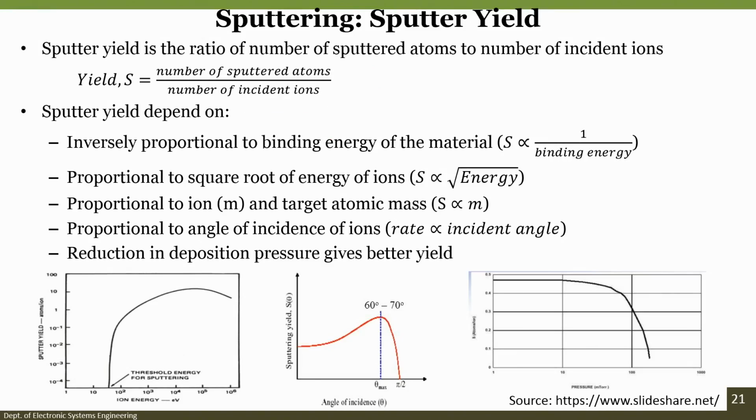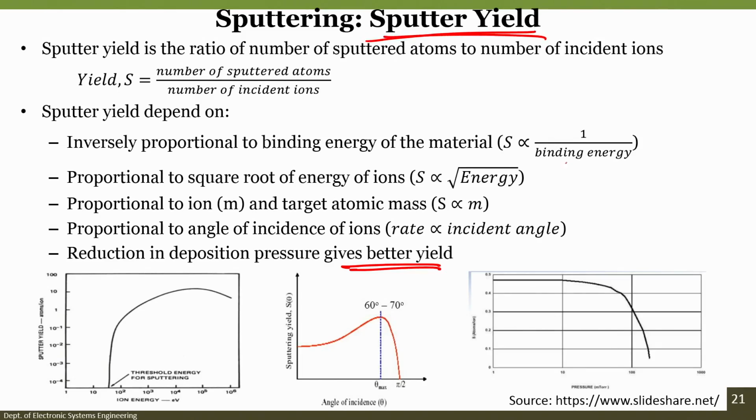It is proportional to square root of energy of ions and proportional to ion and target atomic mass, and finally proportional to angle of incidence, and reduction in deposition pressure gives a better yield. So, several parameters are responsible for improving your sputter yield.